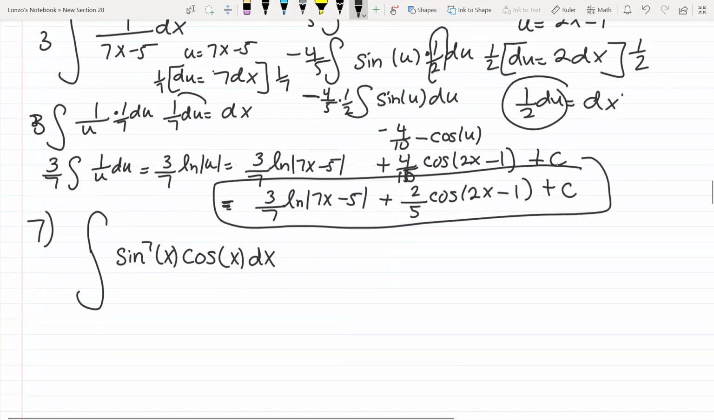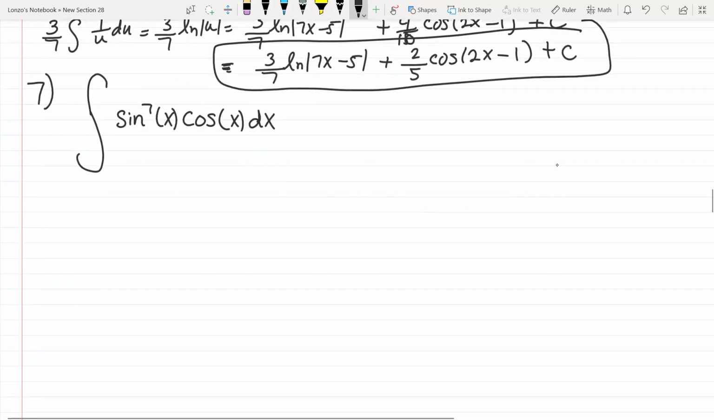Okay, the next one, number 7. We have sin raised to the 7th x times cosine x dx. So I'm definitely doing u-substitution. Do you know what your u would be? Yes, if you said u was sin of x, that's correct, because it wouldn't make sense to do cosine x because it wouldn't work out. So what's the derivative of u? Du is cosine of x dx.